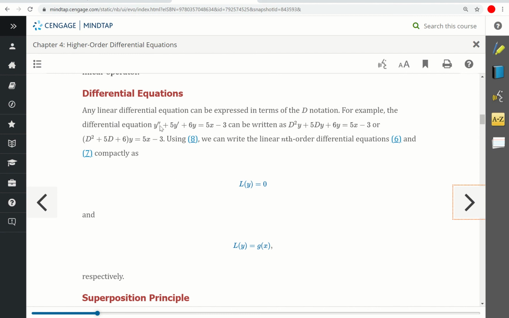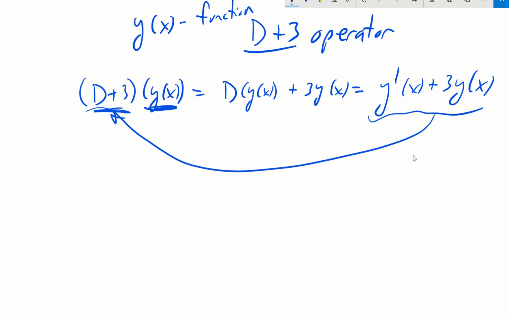So for example, I know that the book shows this, but let me do this by hand together. In this operator notation, let's look at the following differential equation. Let's suppose we start with y double prime plus 5y prime plus 6y, and let's suppose that this is equal to 5x minus 3.